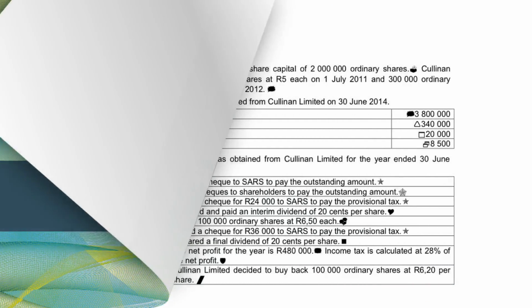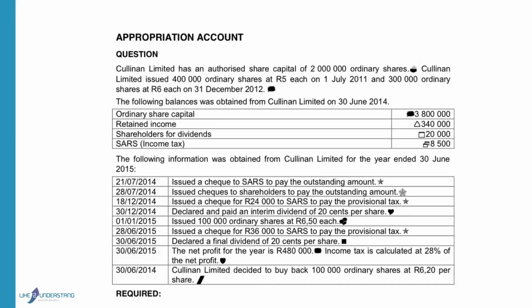Good morning. We will pay attention to the appropriation account and other entries in Forest Company. Cullinan Limited has an authorized share capital of 2 million ordinary shares. We will only record this 2 million in the note and it will not be used for any calculations.